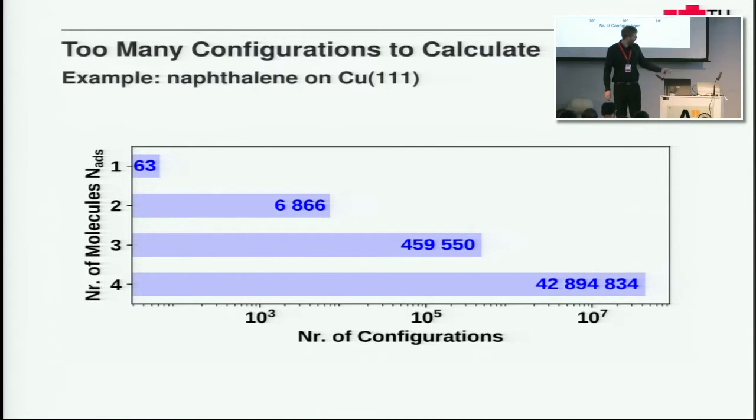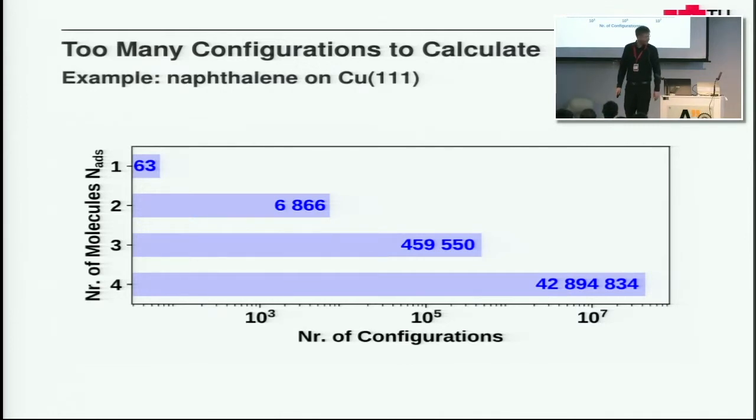Well, here is a plot of the number of configurations, and on the y-axis you can see the number of molecules that we put in the unit cell. In this case, it's naphthalene on copper 111. And if we want to study the experimentally relevant coverages, we have to look at about 40 million possible configurations of molecules in our unit cells. So clearly far too many to calculate, and I should mention, we use density functional theory to calculate the adsorption energies.